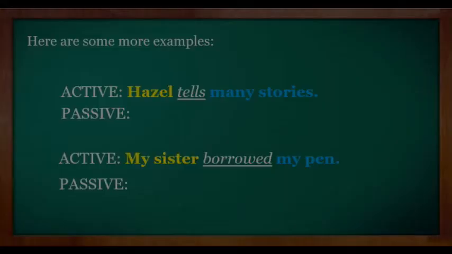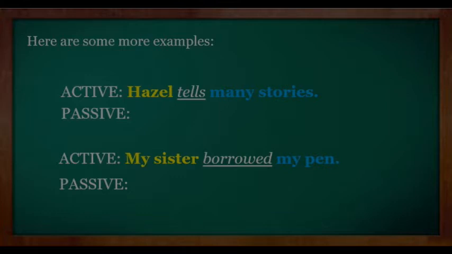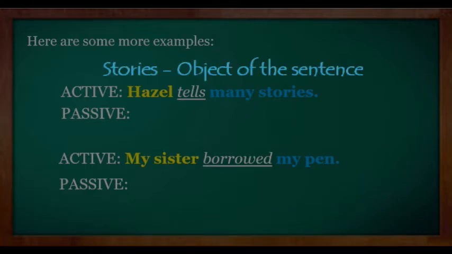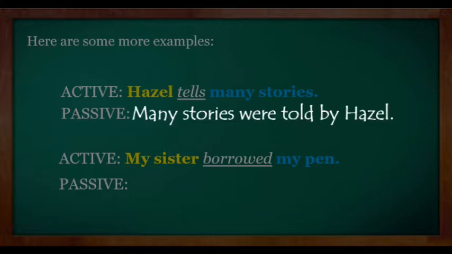Let's take a look at another example. Hazel tells many stories. This sentence is also in active voice. Who do you think is the doer of the action? Very good! It's Hazel. And the receiver or the object of the sentence is? Correct! Stories. So how do we change this sentence into passive? Many stories were told by Hazel. Very good!